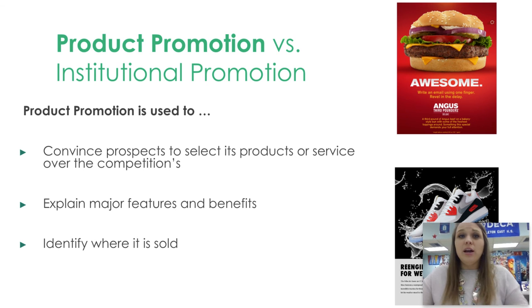Then we're going to focus on our product promotion and our institutional promotion. So I think you can kind of understand product promotion is trying to promote a product. Okay, so it's convincing you, the customer, to select their product or service over their competition. Just as easy as that. Explaining major features and benefits, like what's special about this? What add-ons or what extras have you made to make me want to buy this over what I normally buy? Also identifying where it's sold. Is it sold at Walmart, Target, Amazon?